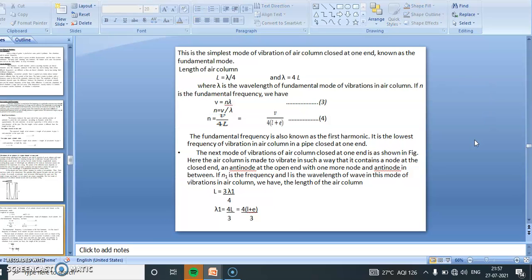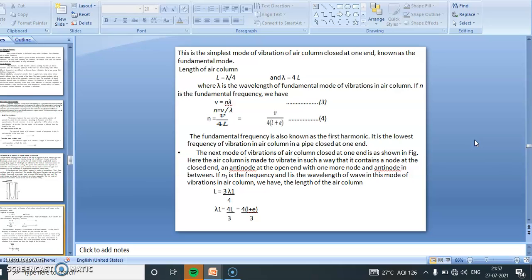The fundamental frequency is also known as the first harmonic. It is the lowest frequency of vibrations in air column in a pipe closed at one end. The next mode of vibration of air column closed at one end is as shown in figure. Here the air column is made to vibrate in such a way that it contains a node at the closed end, an antinode at the open end, with one more node and antinode in between.